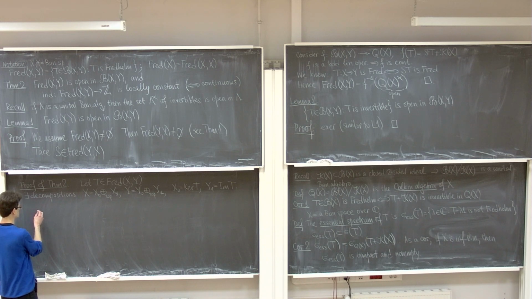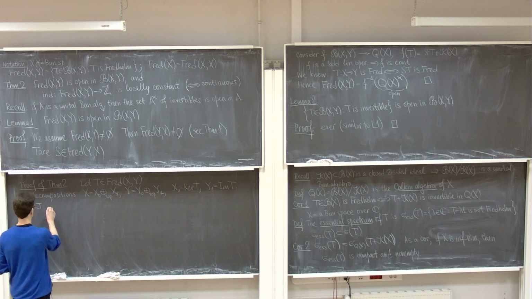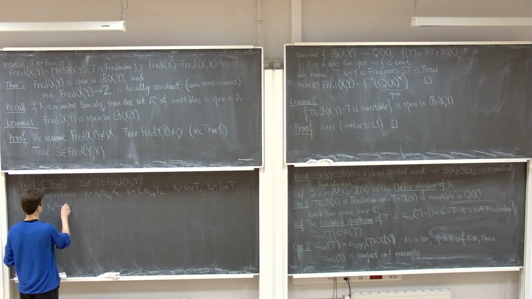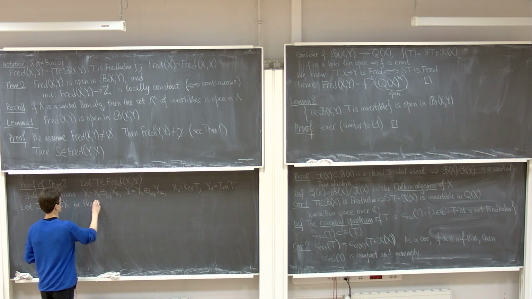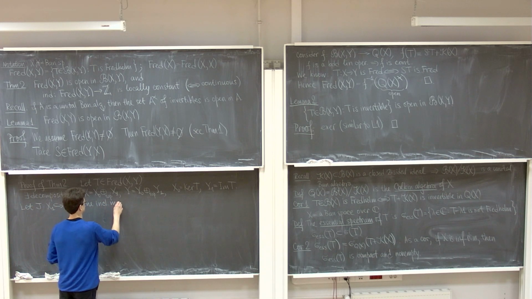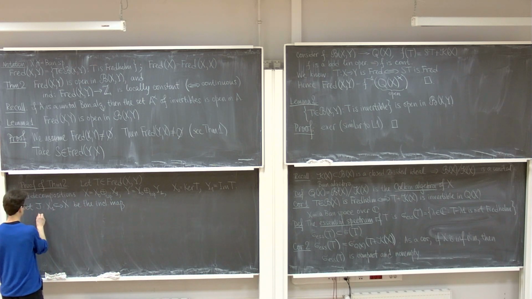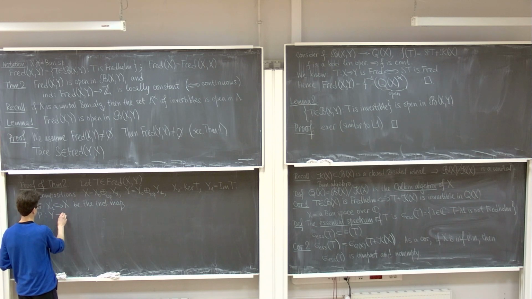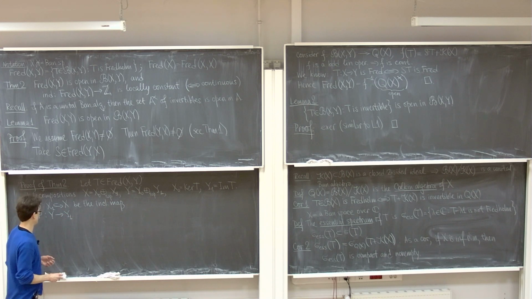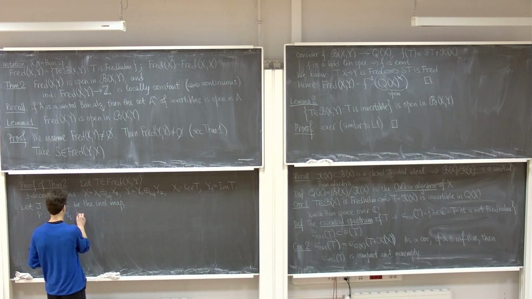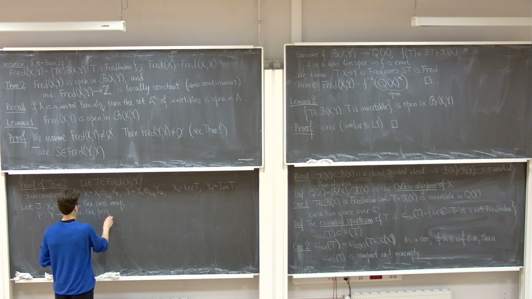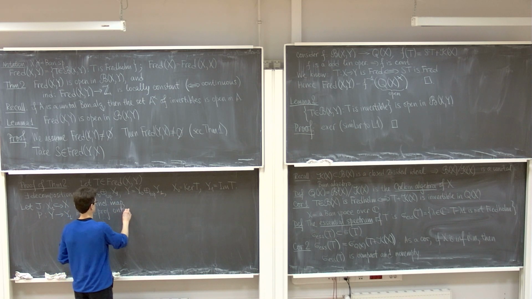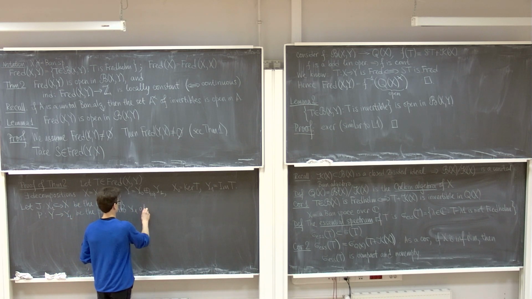Let's introduce two more operators. Let J denote the inclusion map from X1 to X. And let P be the projection of Y onto Y1 along Y0.